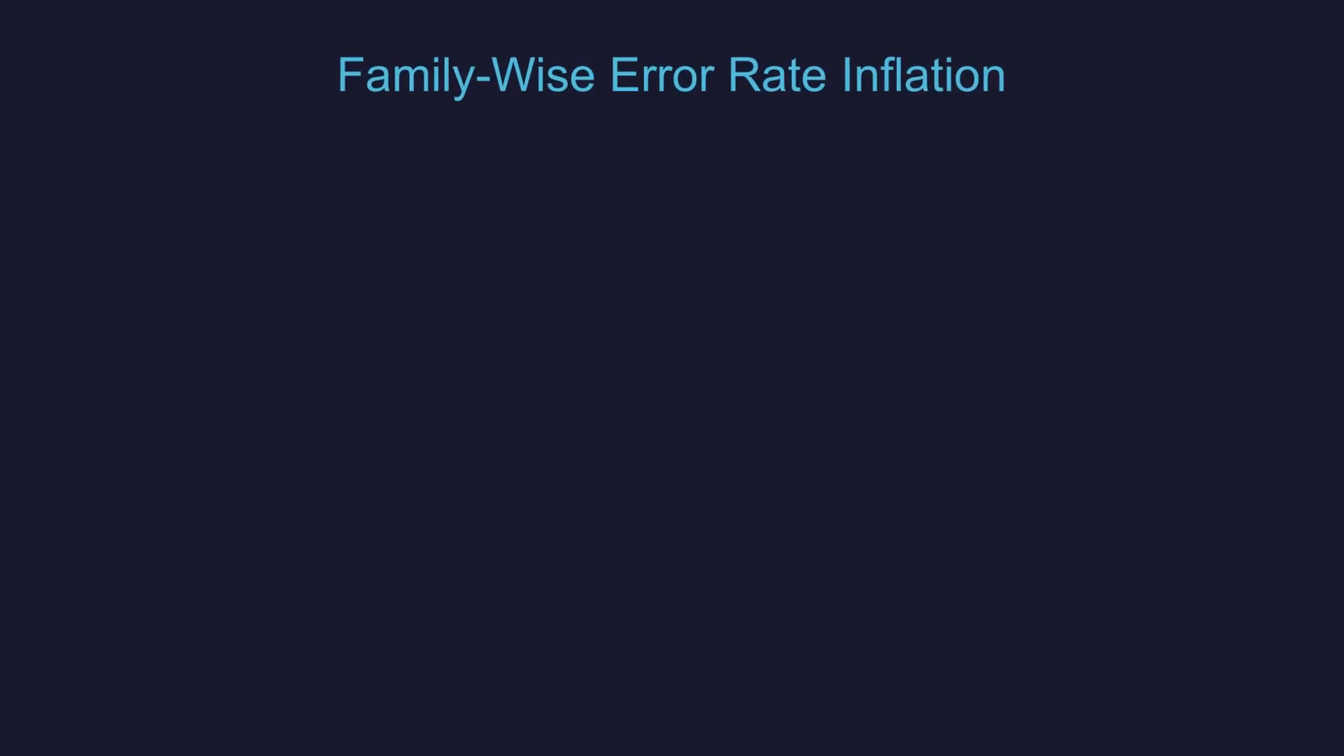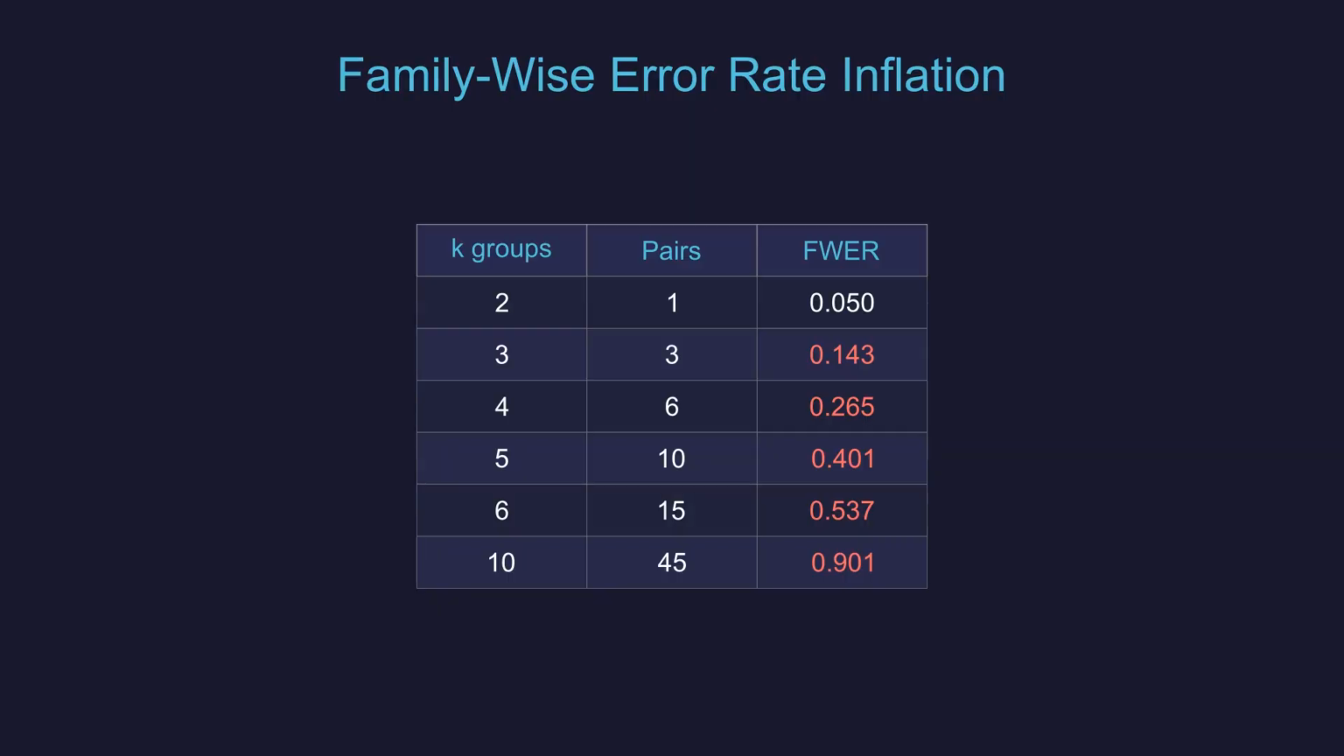The more groups you compare, the worse it gets. With 2 groups in one pair, the family-wise error rate stays at 0.05. But with 3 groups and 3 pairs, it jumps to 14%. With 5 groups and 10 pairs, it's 40%. And with 10 groups and 45 possible pairs, there's a 90% chance of at least one false positive. This is why ANOVA is essential.